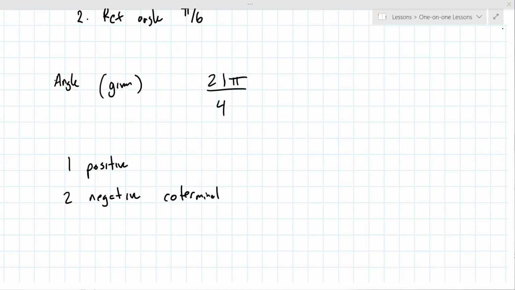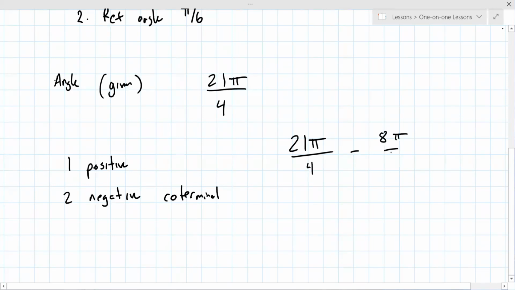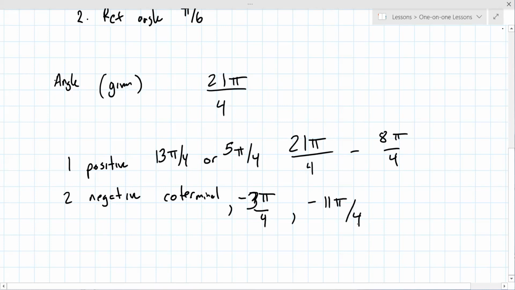Yep. So for my positive, I have 29 pi over 4. Okay. That's fine because you can add or subtract 2 pi. I'm going to subtract 2 pi, which is 8 pi over 4. So the one I would write is 13 pi over 4, or I would keep going and get pi over 4. And then, like you said, when you subtract again, you're going to get minus 7 pi over 4, hopefully. Actually, this is wrong. I'm sorry, this is 5 pi over 4. And then this would be 3 pi over 4, and then minus 11 pi over 4.